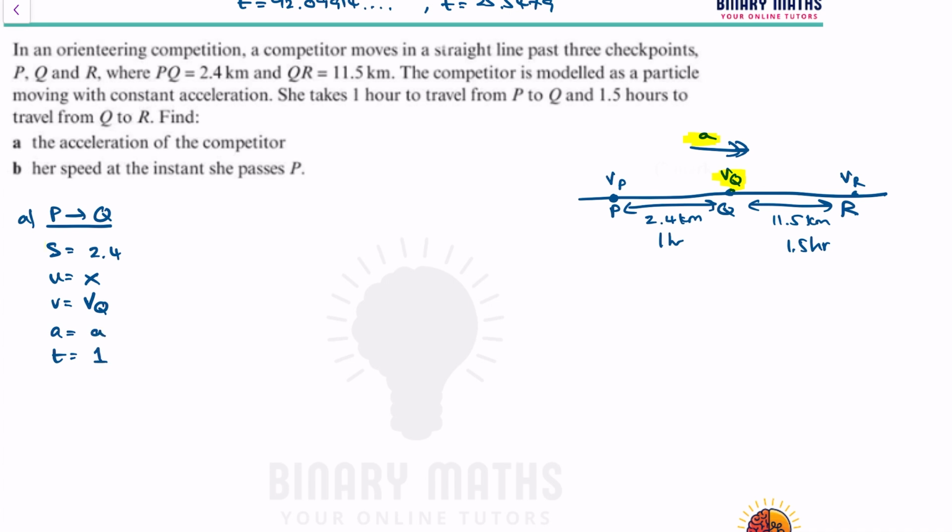So we've got S, V, A, and T. That means S is equal to VT minus half AT squared. So 2.4 is equal to VQ times 1 minus half times A times 1 squared. That means VQ is equal to 2.4 plus half A. Let's call that equation 1.